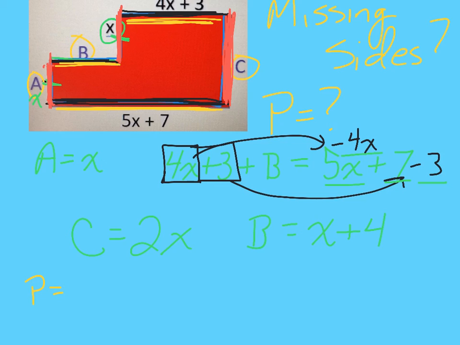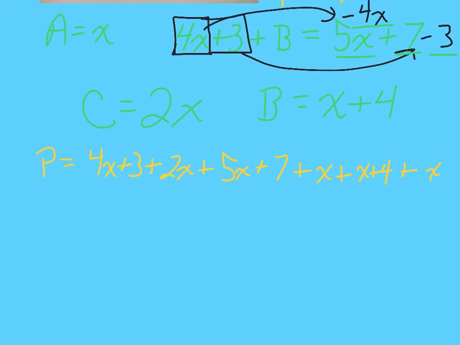So along the top, we have 4x plus 3, and we just figured out c was 2x. Along the bottom, 5x plus 7. A on the left side is an x. B was x plus 4. And C was another x. So there's our perimeter.